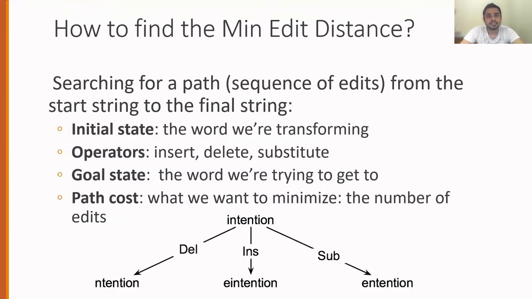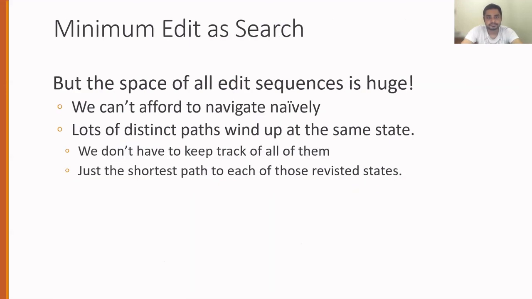So how do we find the minimum edit distance? We search for a path, a sequence of edits, from the start string to the final string. The initial state is the word we are transforming. The operators are insert, delete, or substitute. We'll also have the goal state, the word we're trying to get, and the path cost. What we want to minimize is the number of edits.